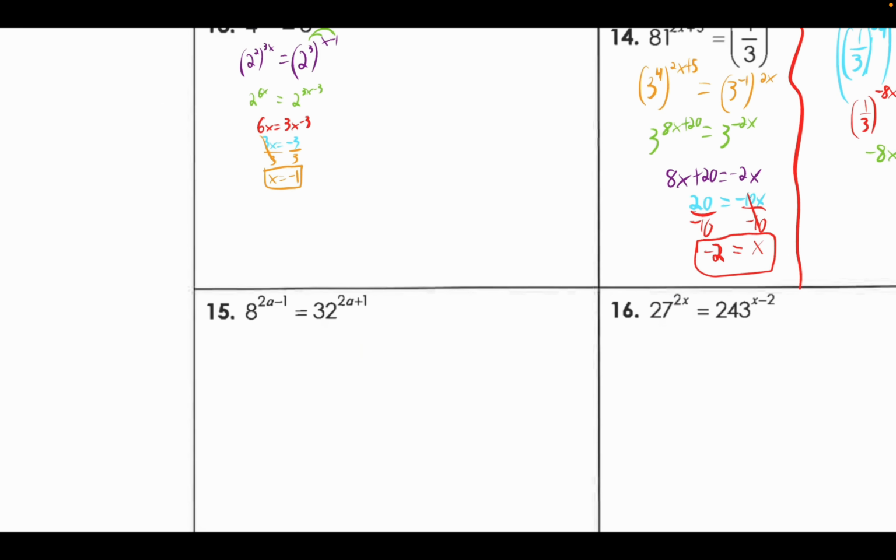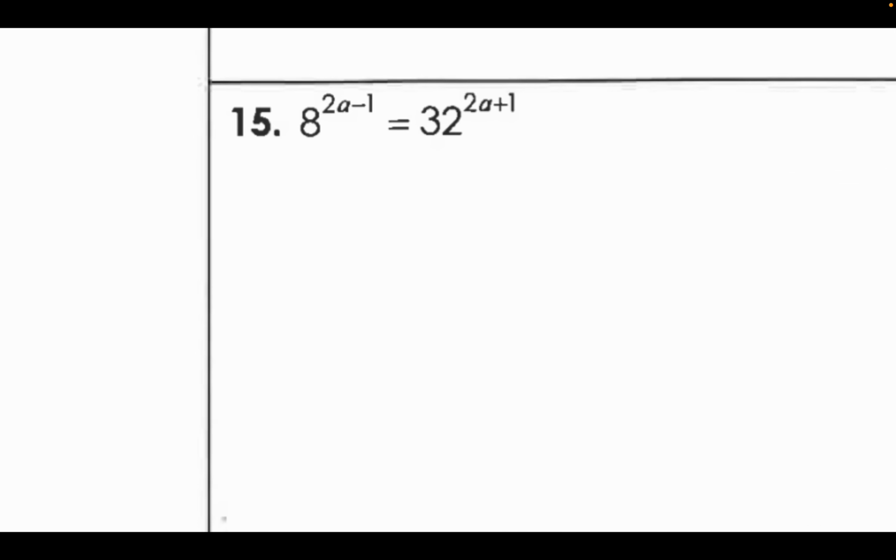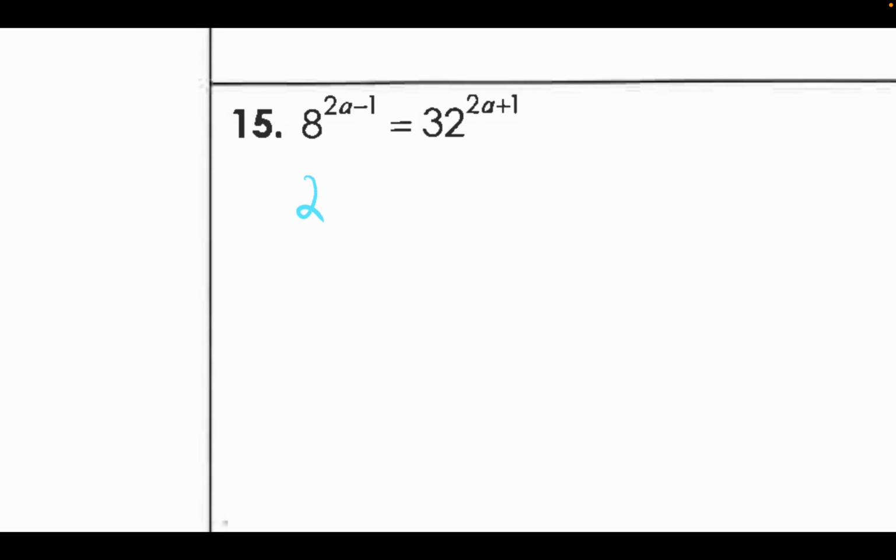Number 15. 8 to no power is 32, and 32 to no power is 8. But they're both 2 to a power. 2 to the 3rd is 8, and that'll be raised to the power of 2a minus 1. And 2 to the 5th is 32, and that'll be raised to the power of 2a plus 1.